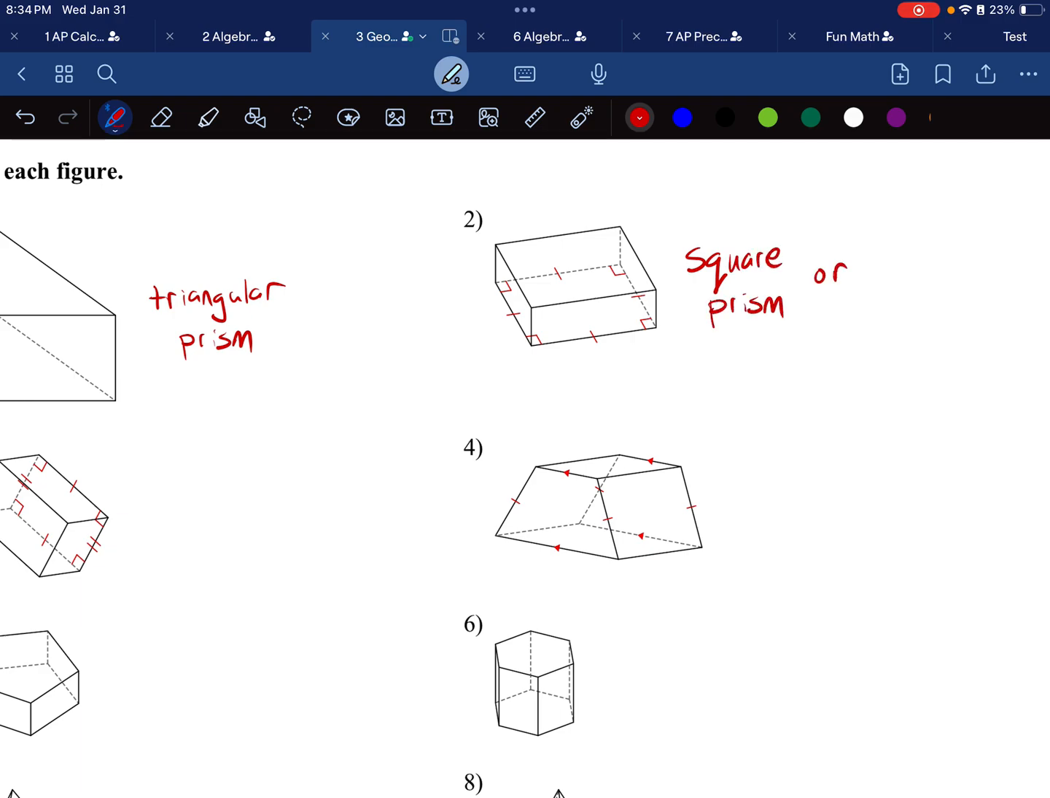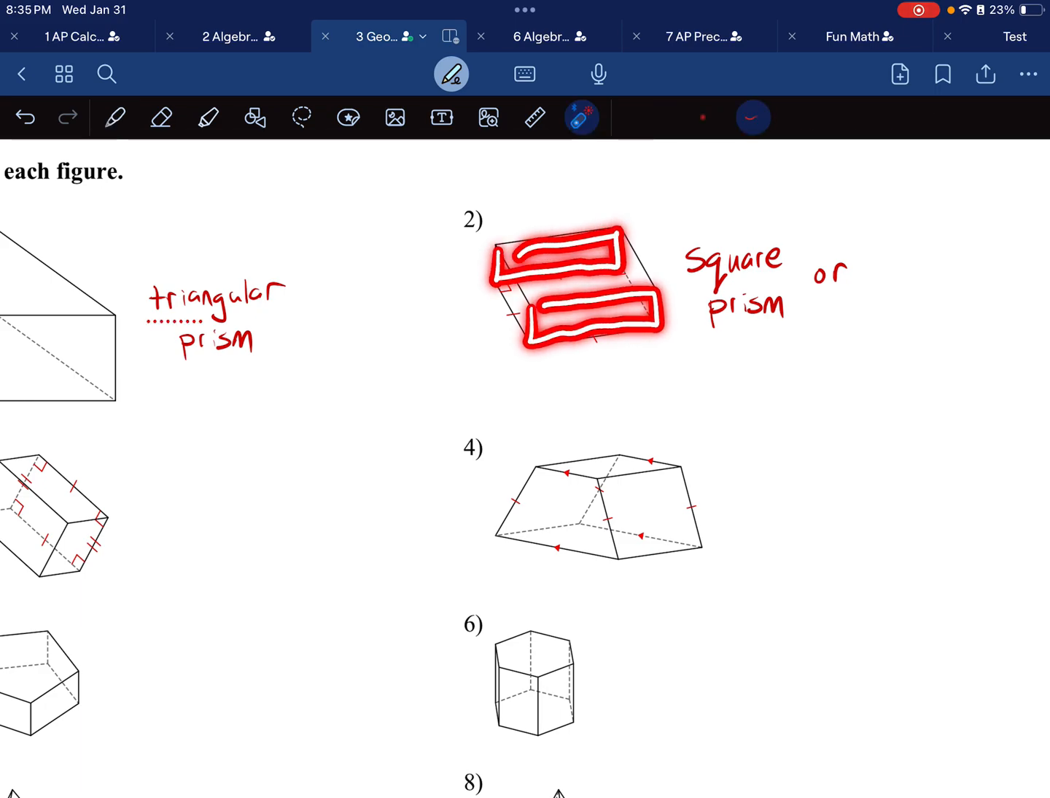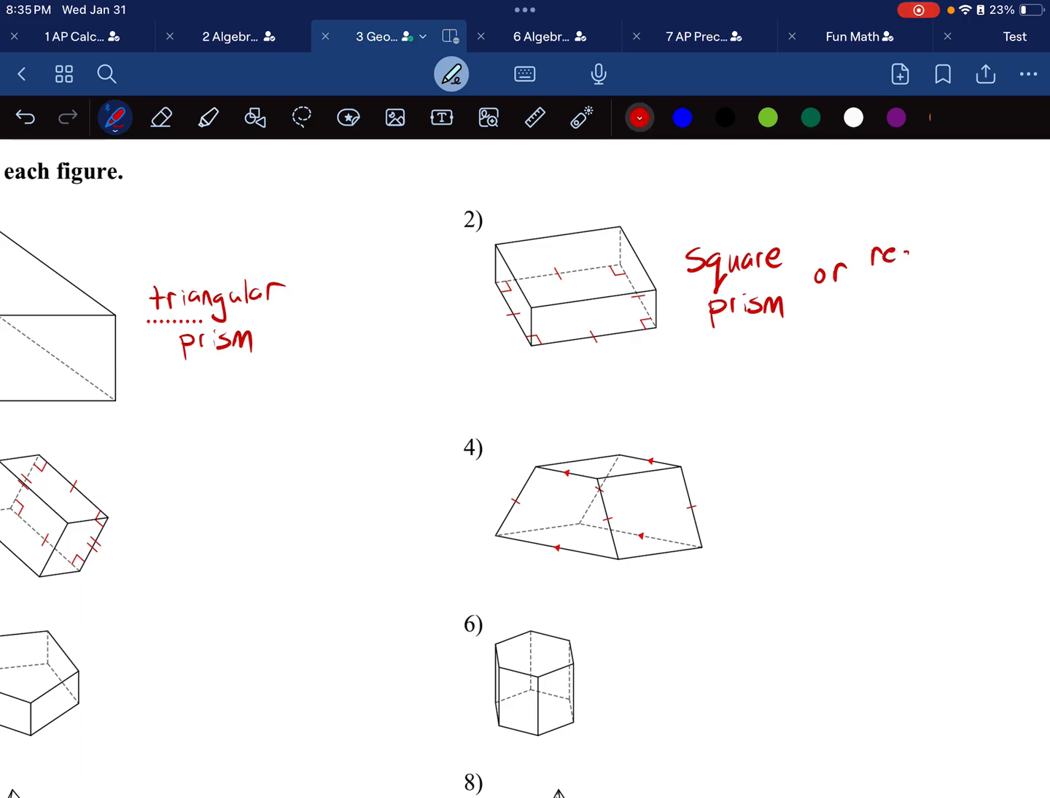Technically, you could say that this is a rectangular prism. It doesn't matter which side is the base. That could be the base, and that could be the other base, so that would make this a rectangular prism. Both of those would work.